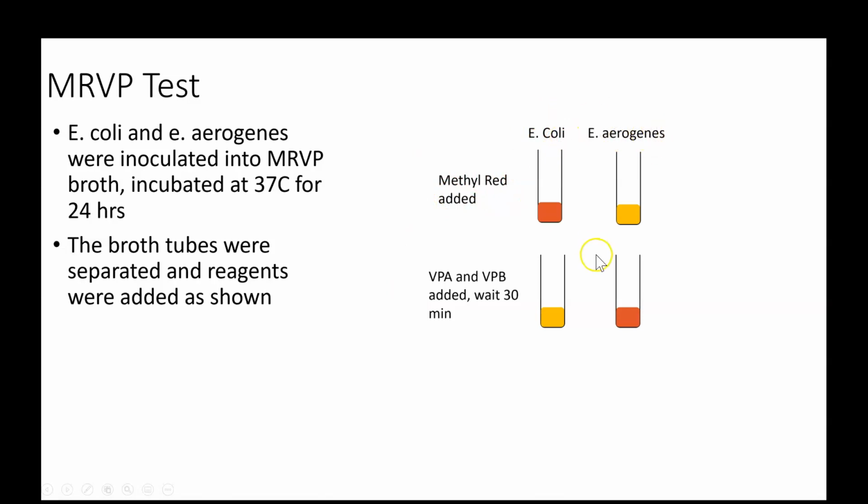coli and E. aerogenes, we get a red color develop right away in the E. coli, but the E. aerogenes will stay that yellow color. Whereas when we add the Voges-Proskauer reagents A and B, we wait 30 minutes, we agitate the tubes. E. coli remains yellow, whereas Enterobacter aerogenes is going to turn red.